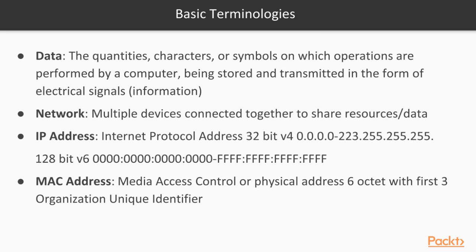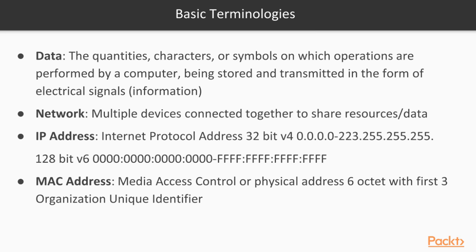IP address. This stands for Internet Protocol Address, and version 4 is 32 bits with 4 octets starting at 0.0.0.0 all the way up to 255.255.255.255. Since so many devices have started connecting to the internet, people were worried we were going to run out of addresses, and so a new standard was born, and it's 128-bit version 6. And this is 4 octets going from 000 all the way to FFF.